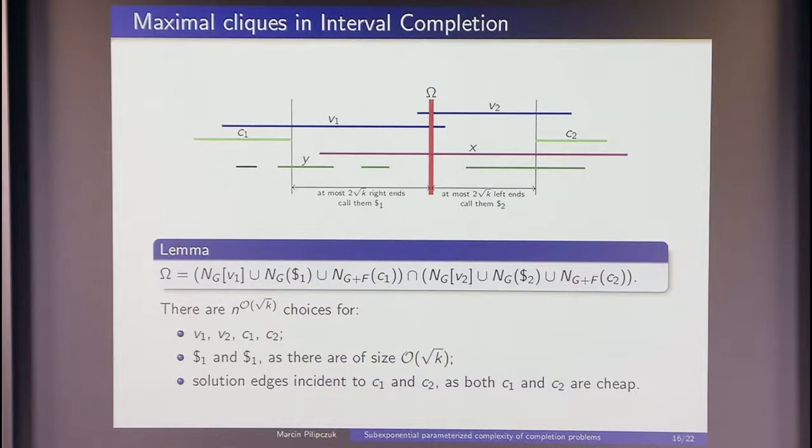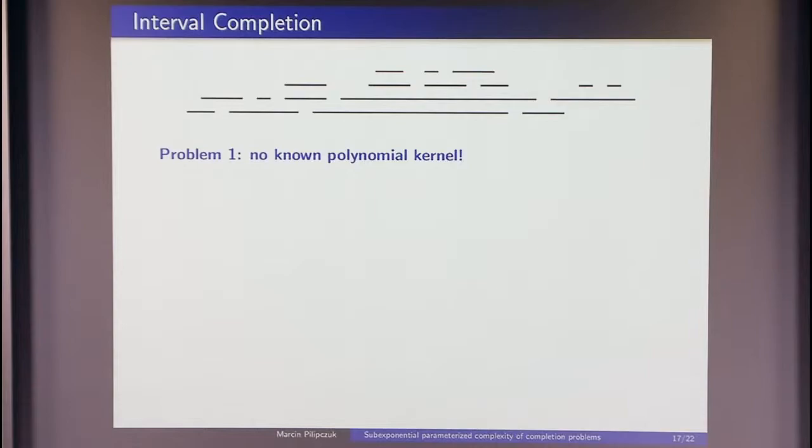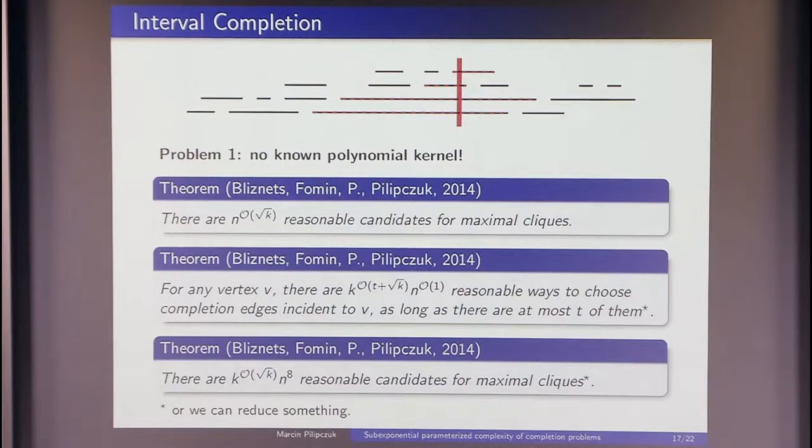Okay? I've got 3 minutes left, so I would say very briefly that there are more problems because we don't have polynomial kernels, so n to the square root of k is not FPT even for us, so we need to circumvent that. And we do a lot of technical cranking, with some ideas there to get there. We eventually end with the result saying that if you guess completion edges to one vertex, there are only few, less than the brute force bound on the number of reasonable ways to choose completion edges.